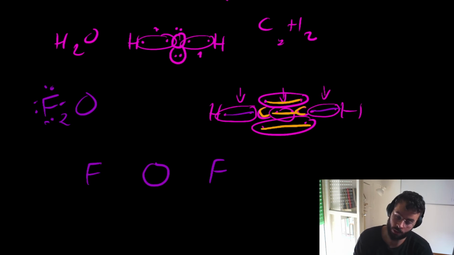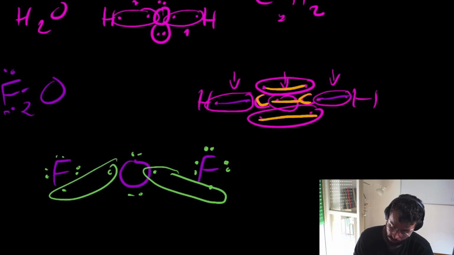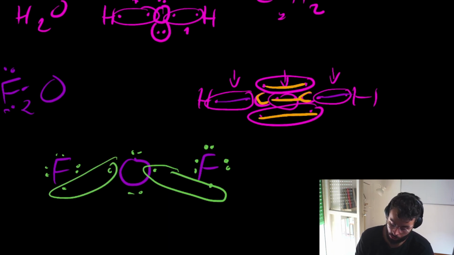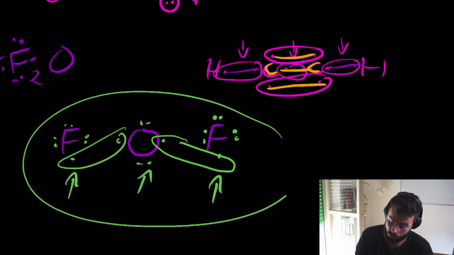Let's draw again the number of electrons we have on the outside. So 1, 2, 3, 4, 5, 6, 7. 1, 2, 3, 4, 5, 6, 7. And 1, 2, 3, 4, 5, 6. What do we have right now? We are going to have 1, 2 bonds, and that's it basically. Because as you can see, now we have 8 electrons for this atom, 8 electrons for this atom, and 8 electrons for this atom, and the entire molecule is going to be stable.